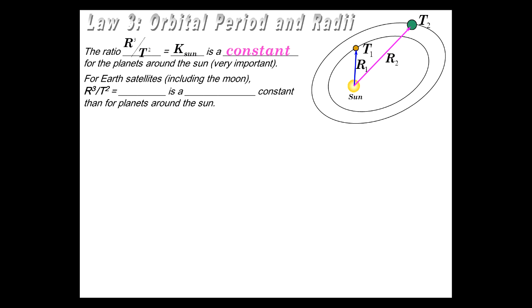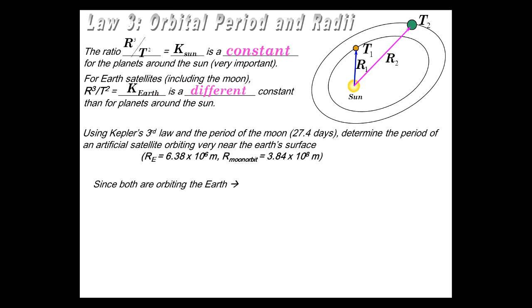Now for Earth satellites, that would include the moon also, because the moon is a satellite of Earth, and other satellites we place in orbit around Earth, r cubed over t squared is k Earth. It's also a constant, but a different one than the constant for planets orbiting the sun. So this is very useful for us. With this, we can solve some really useful problems.